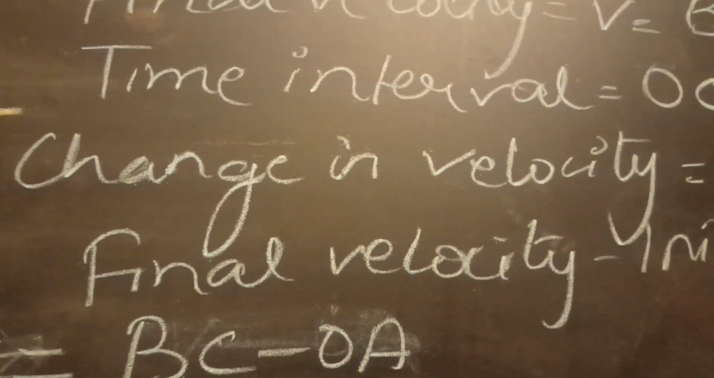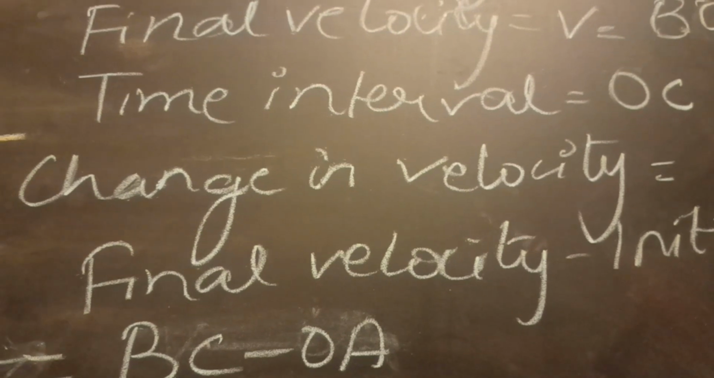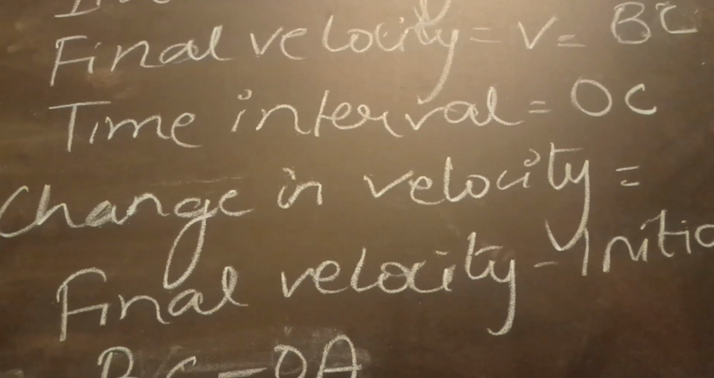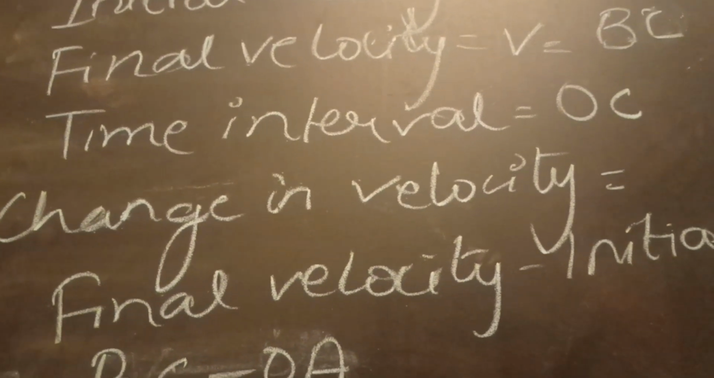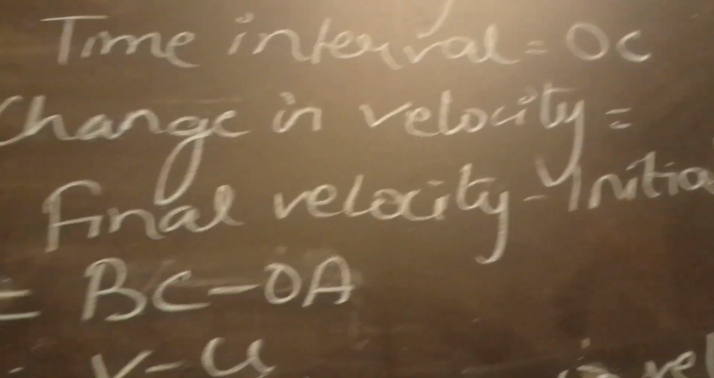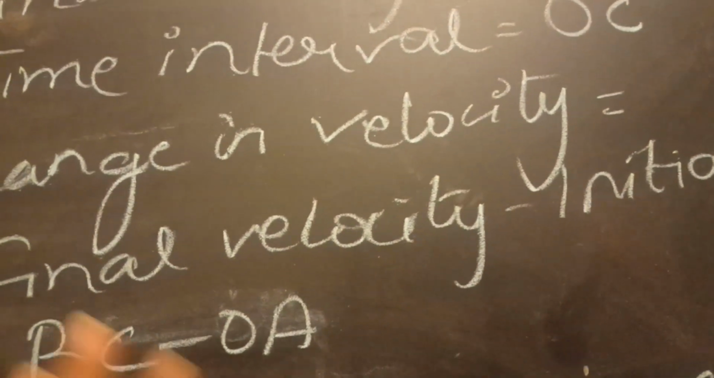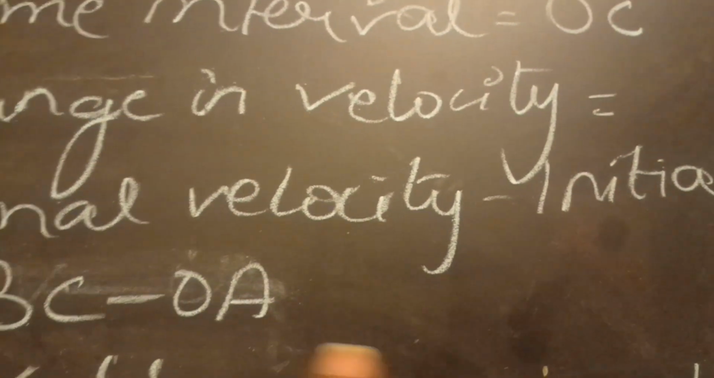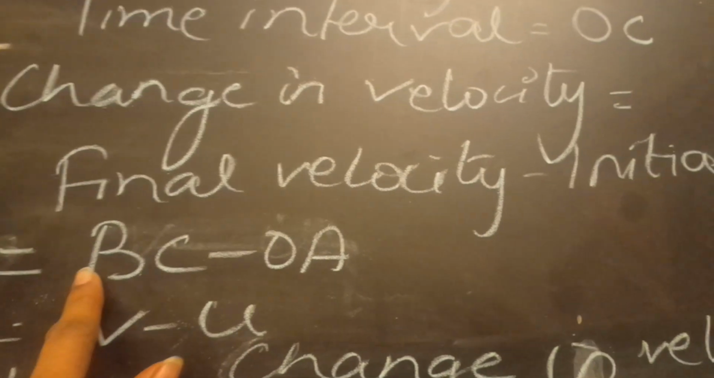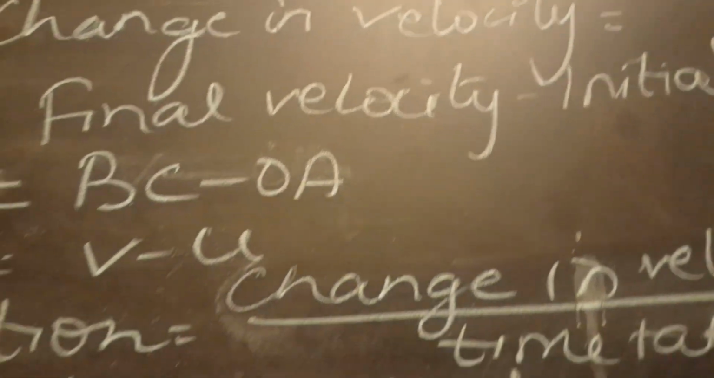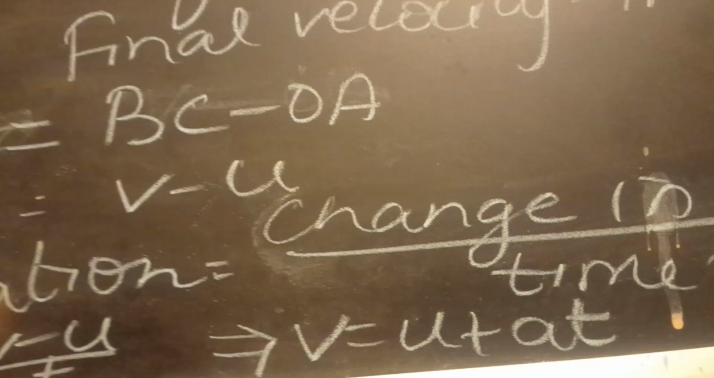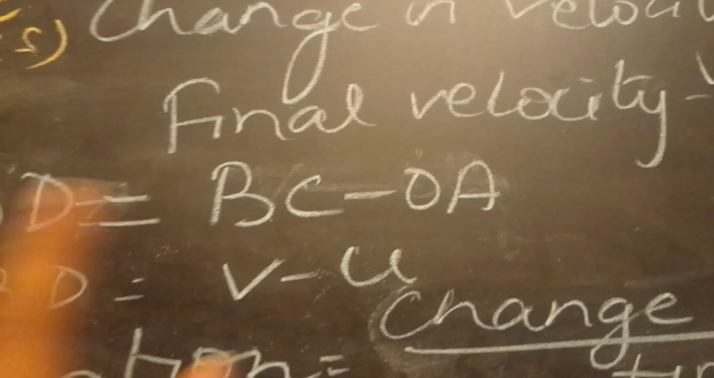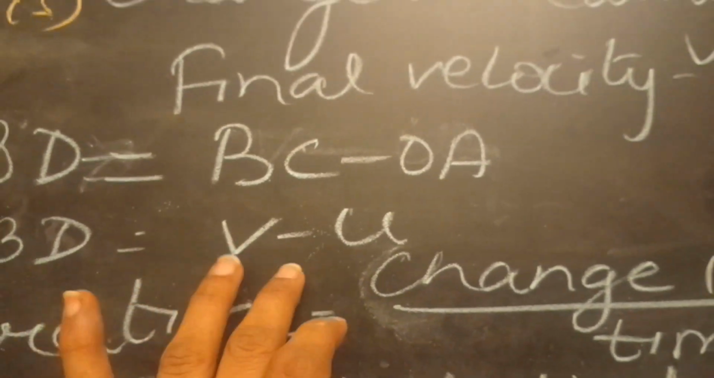Now the change in velocity. We know that the change in anything is calculated by subtracting the initial term from the final term. So when the change in velocity is to be calculated, we take the final velocity and the initial velocity and subtract them. The final velocity was BC and the initial was OA, so we subtract them. Now we give them names. BD is equal to BC minus OA. So BD will be equal to V minus U.